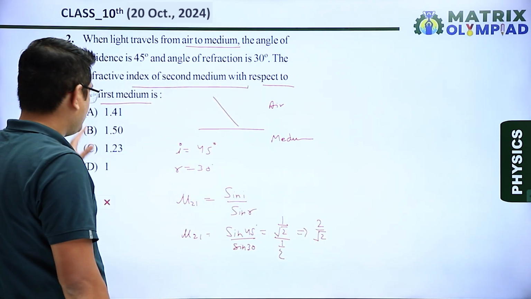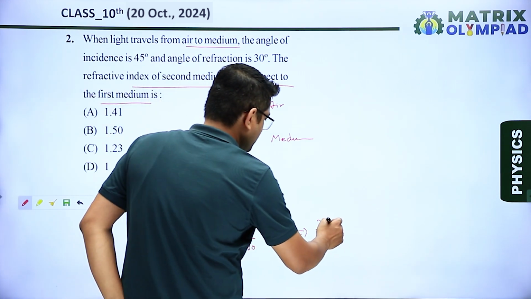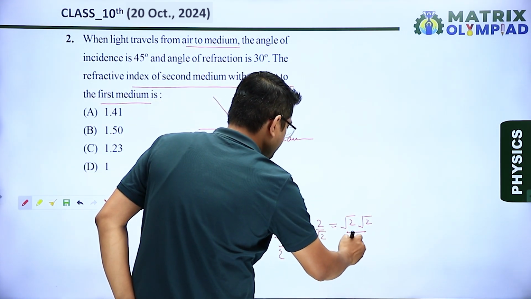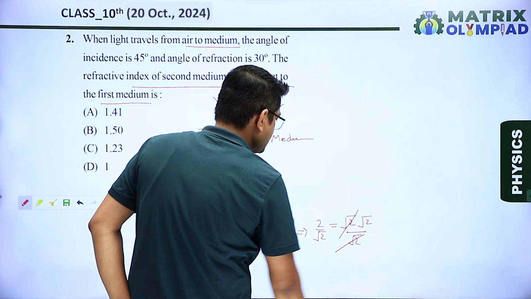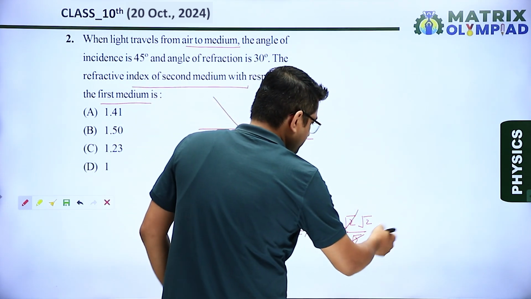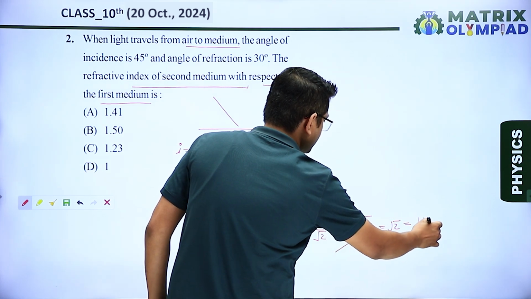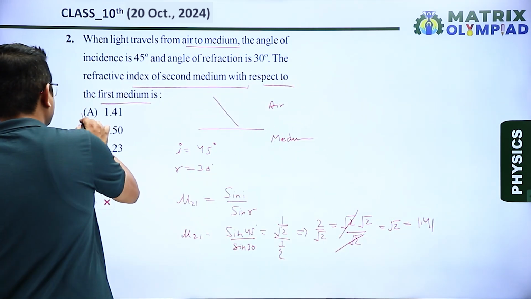But it is not in our answer. So let us simplify this. 2 can be written as root 2 multiplied by root 2 divided by root 2. One root 2 is cancelled by another root 2. So it is equals to root 2, which can be also written as 1.41. So our correct answer is option A.